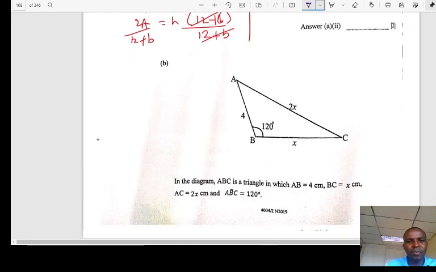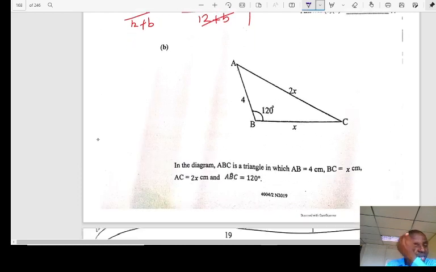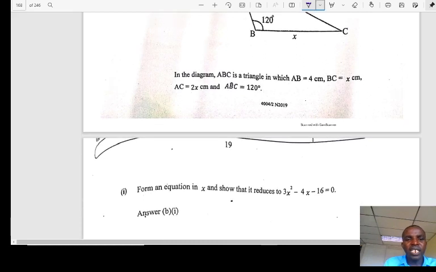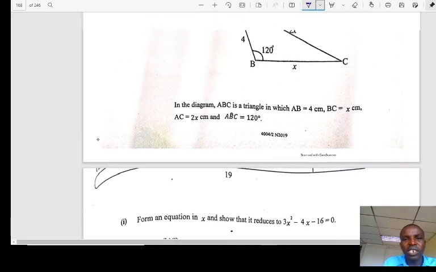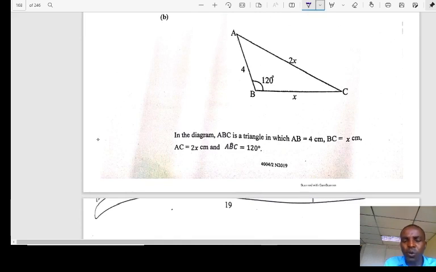Then next, part b. In the diagram, ABC is a triangle in which AB is 4 centimeters, BC is x, AC is 2x, and the angle at B is 120 degrees. Form an equation in x and show that it reduces to that one.